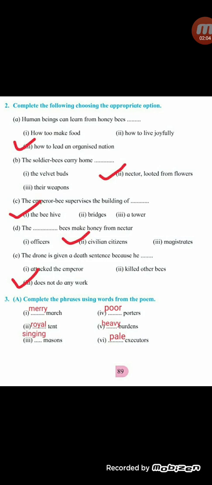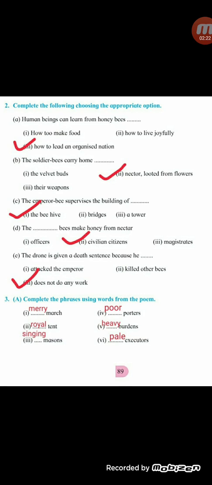Complete the following choosing the appropriate option. Here, children, you are given options. But maybe during exams I may not give you options. So you have to think about it very carefully and write.